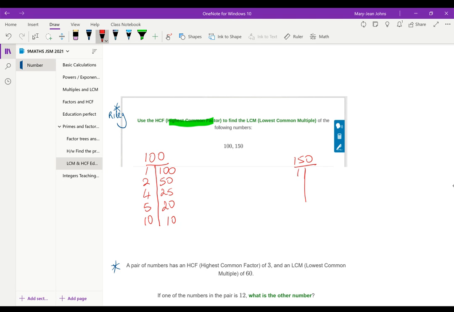Same thing, 1 times 150 goes in. It's even, so 2 goes in, 2 times 75. 1 and 5 is 6, and 0 is still 6, so 3 goes in. In fact, 3 goes in 50 times. I can't halve 75 and get a whole number, so 4 doesn't go in. It ends in a 0, so 5 goes in, 5 times 30.